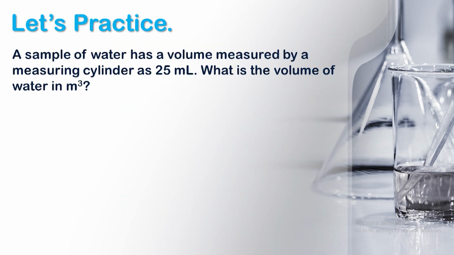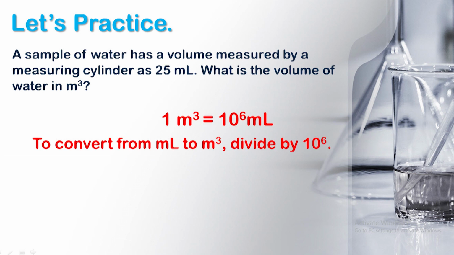Let's practice. A sample of water has a volume measured by a measuring cylinder as 25 milliliters. What is the volume of water in cubic meter? Already we know that 1 cubic meter is equal to 10 to the power 6 milliliters. To convert from milliliter to cubic meter, we'll divide by 10 to the power 6.